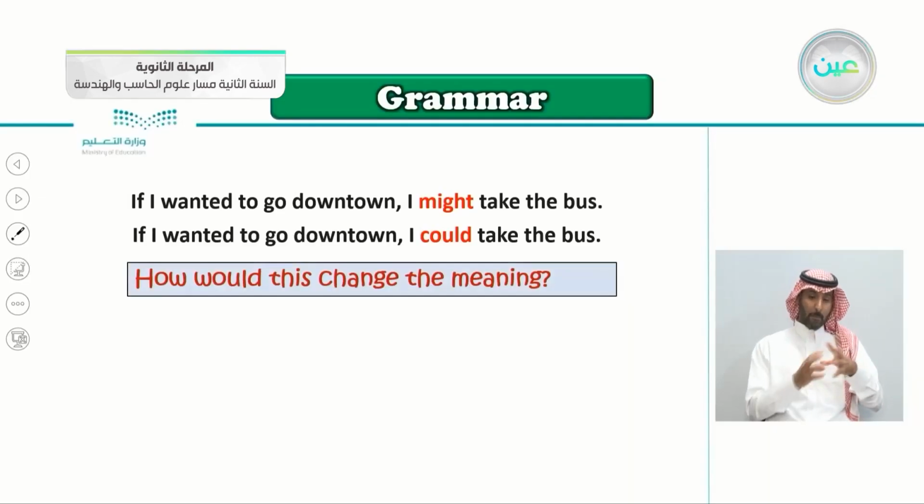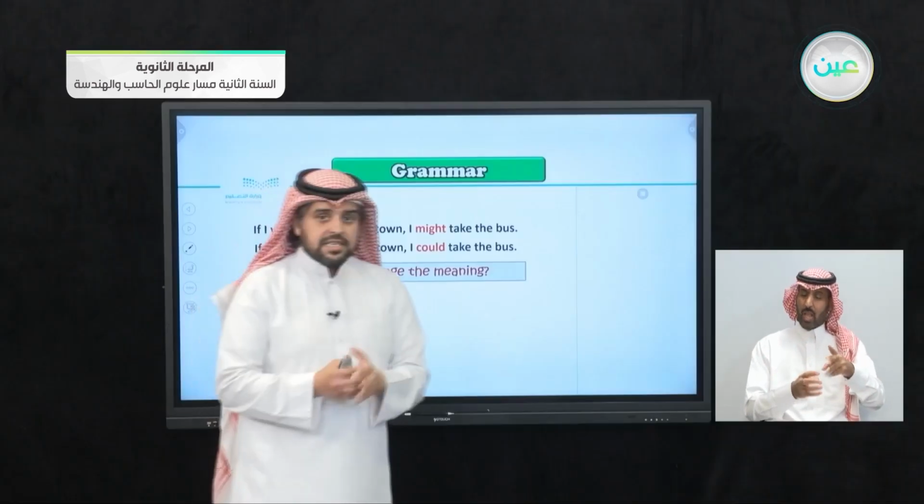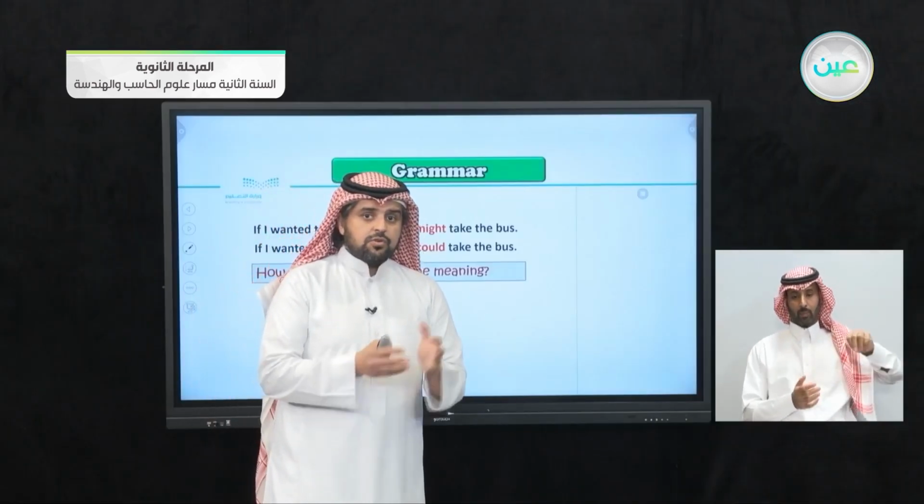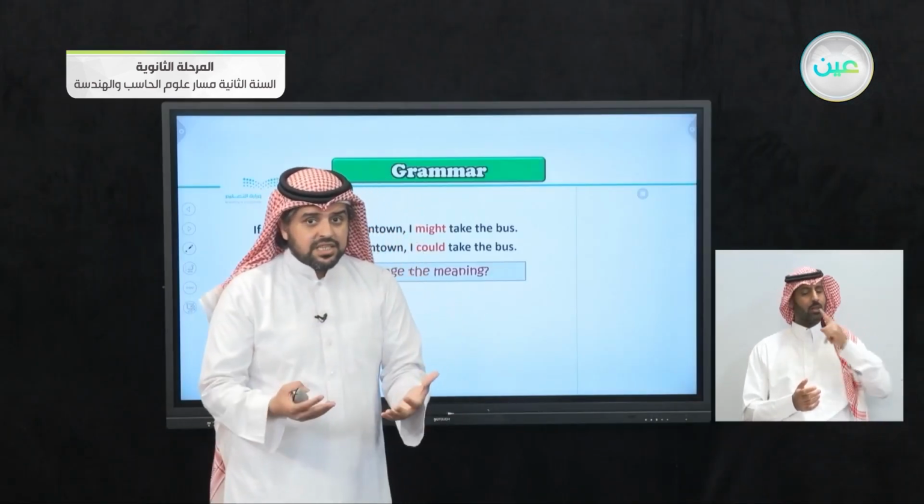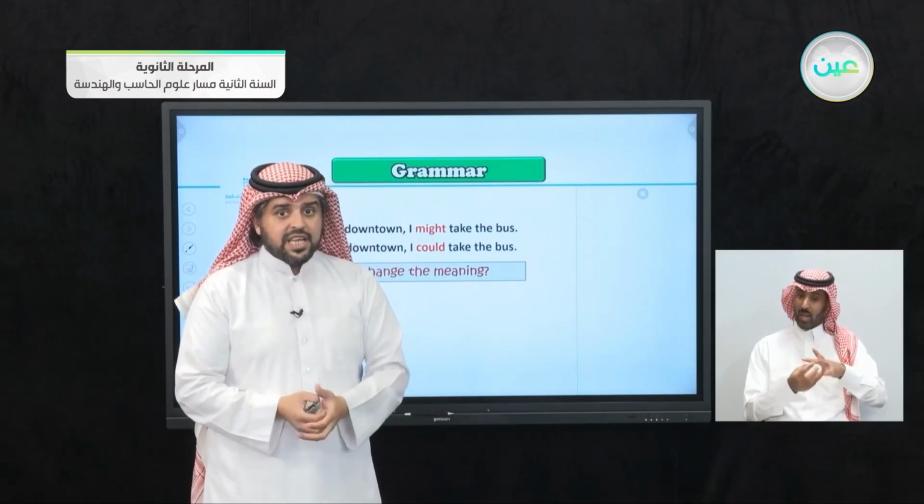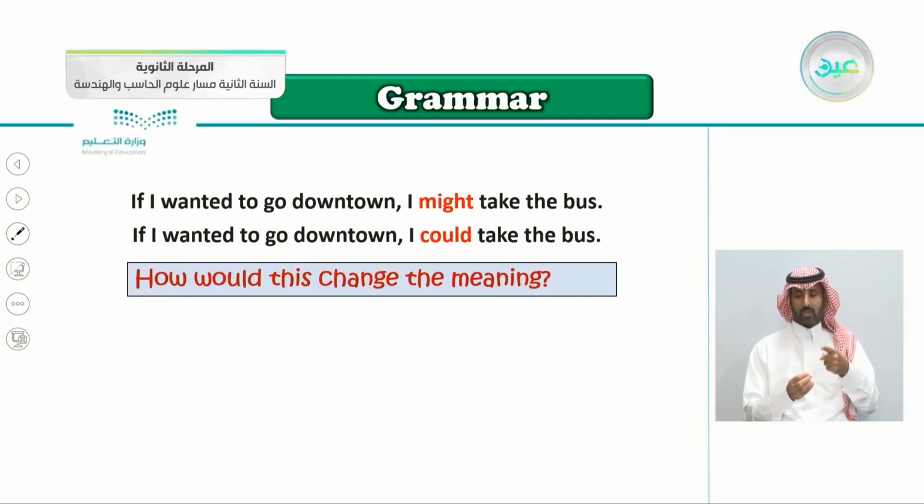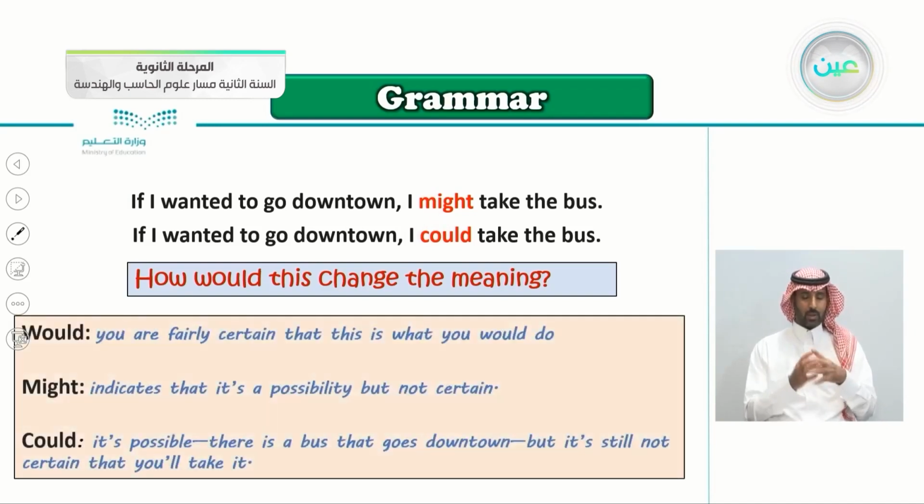So this is the question here. How would this change the meaning? If I change might, could, or would, how would this change the meaning? Of course, the meaning changes if I use might, could, or would. But the question is, how would this change the meaning? Would, you are fairly certain this is what you would do. Again, if you use would, you are certain, 100% sure, this is what you would do.